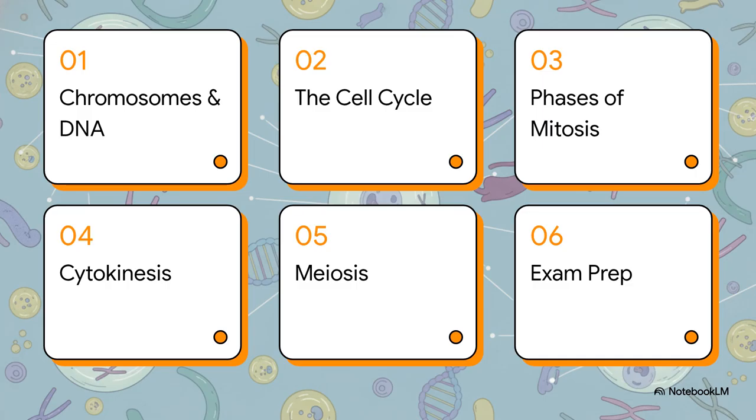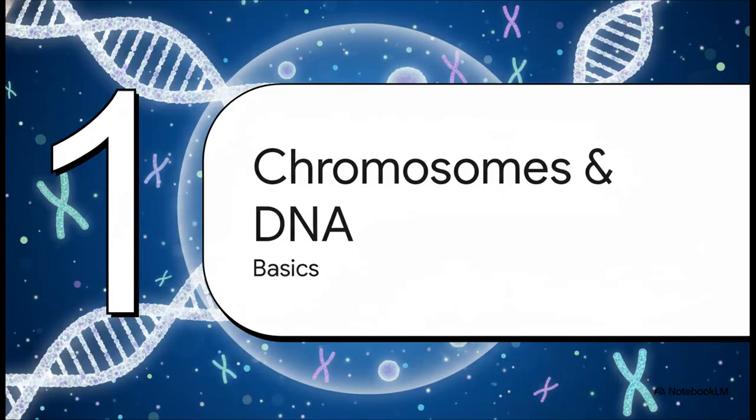All right, here's our syllabus for the day. We'll cover chromosomes and DNA basics, the cell cycle journey, phases of mitosis, animal versus plant cytokinesis, meiosis and genetic variation, and we'll wrap up with our masterclass exam prep. Let's jump straight into Section 1, Chromosomes and DNA Basics.